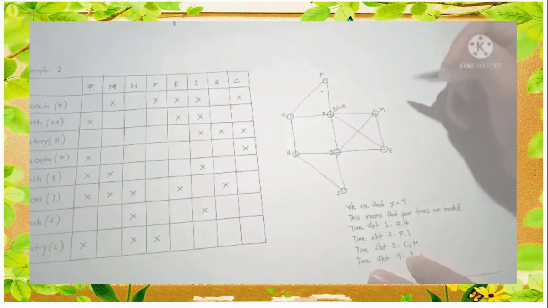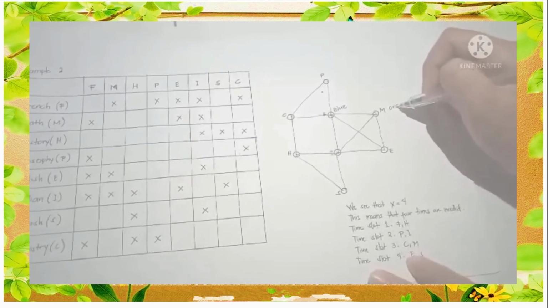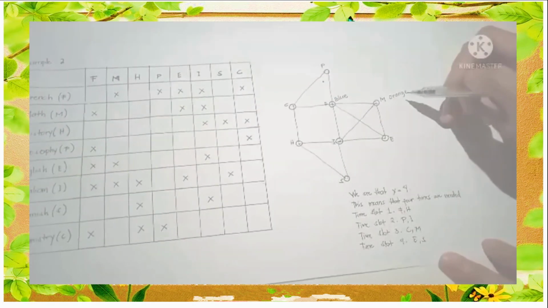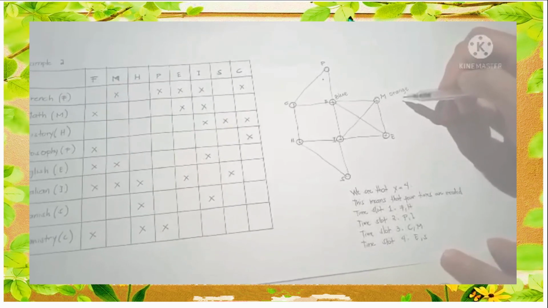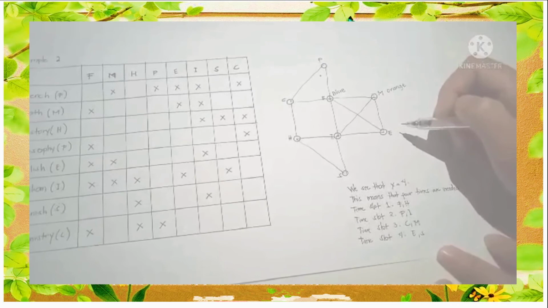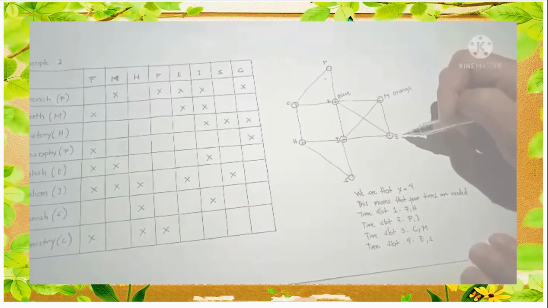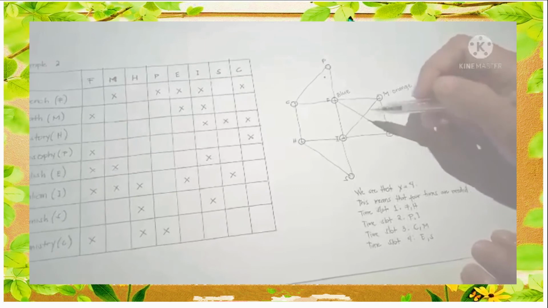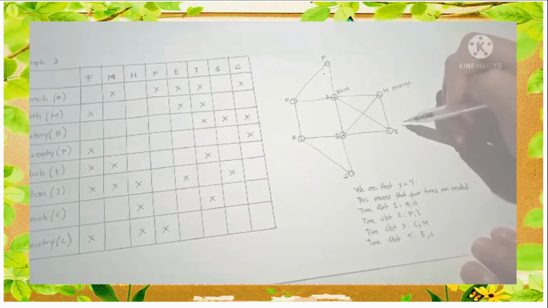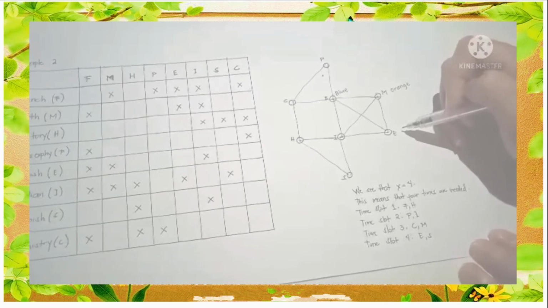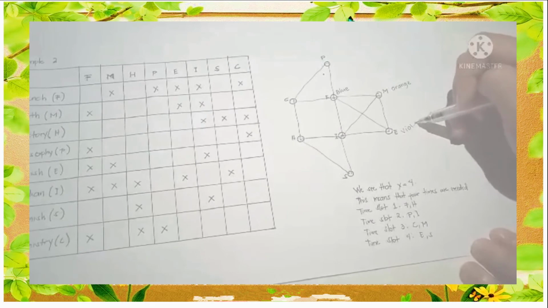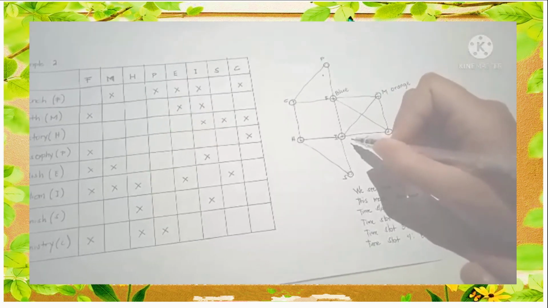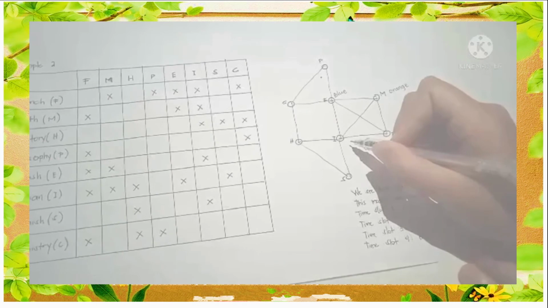Next is math, assigned as orange because it is connected to French. Next is English. English is connected to math and French, so it cannot be orange or blue. So I assigned it the color violet. Next is Italian. It cannot be blue, orange, or violet, so it can be green.